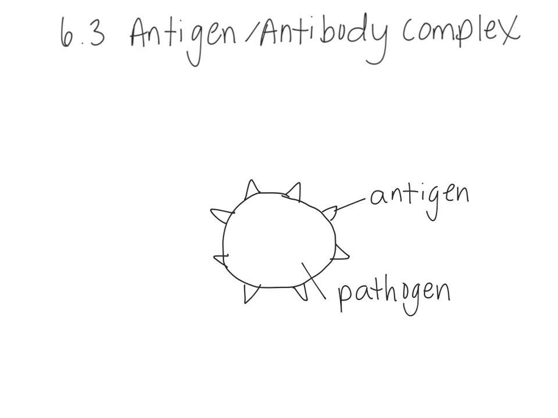In the case of specific immunity, one of the last things that's going to happen is the production of something called an antibody. Antibodies are Y-shaped proteins. Okay, this is an antibody. They are produced by your B cells, also called plasma cells, also called lymphocytes. Okay, and the antibody has two binding sites.